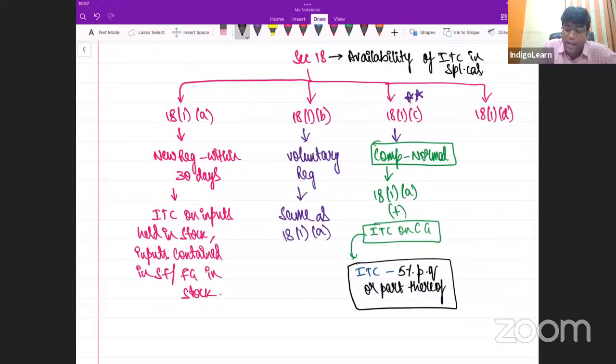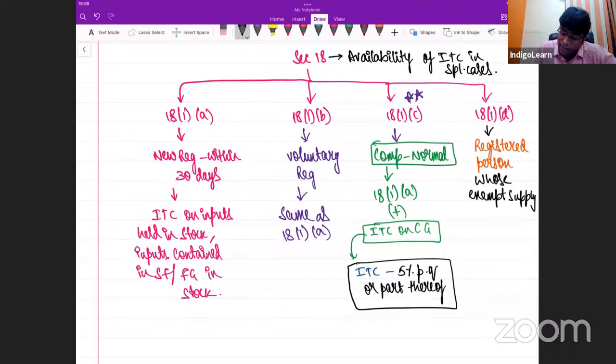Availability of ITC in special cases. And 18(1)(d) is applicable to a registered person whose exempt supply became taxable. So far he was dealing in exempted, suddenly that exempted became taxable.